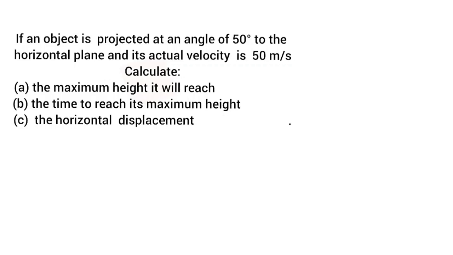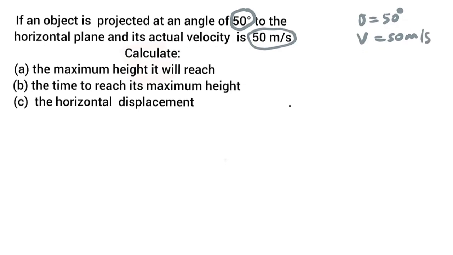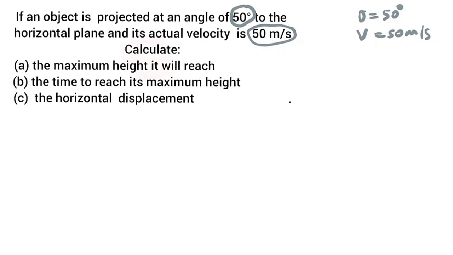So here in this problem statement we have the angle and we have the velocity. That means we have the angle, which is 50 degrees. Then we have the velocity, which is 50 meters per second. Let us draw the diagram to illustrate more about this.